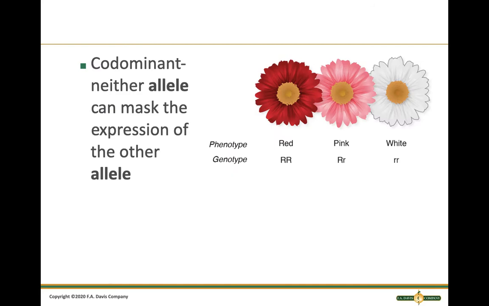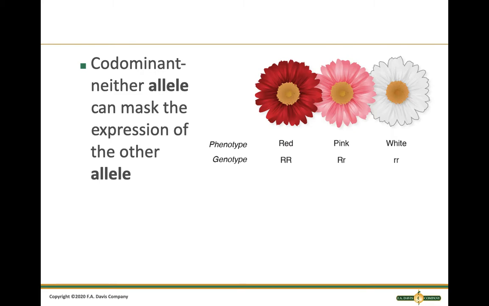Codominant is when neither allele can mask the expression of the other allele. So an example of this in humans is the ABO blood type. For example, if you get AA, you're going to be blood type A. If you get AO, you're also going to be blood type A. But you might be AB, so A and B are codominant, so you can be both.